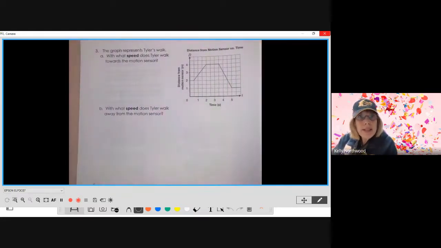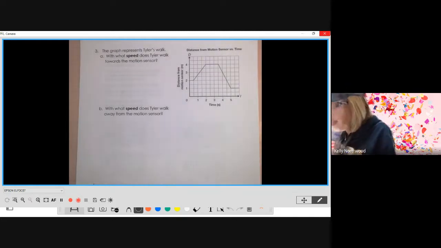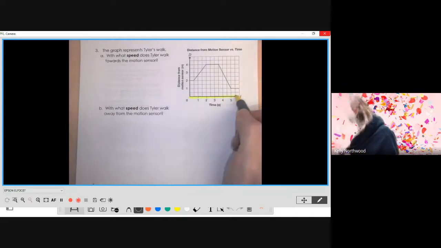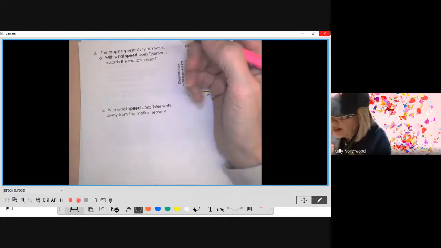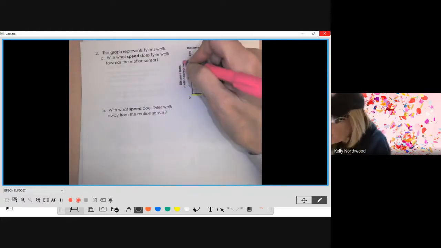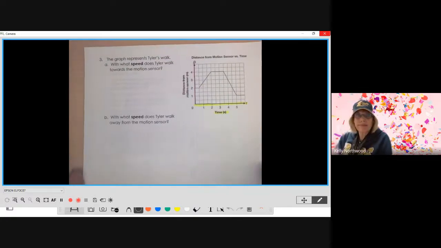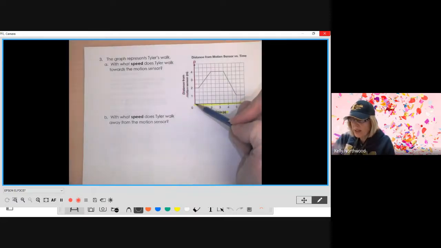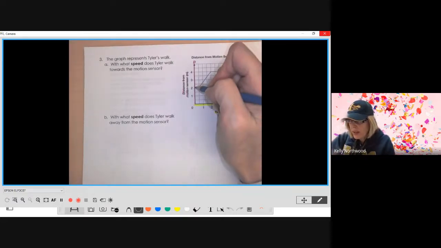The graph represents Tyler's walk. Okay, so again, we'll always check the axes first. This one is time in seconds. And this is distance from a motion sensor in meters. And we don't start right from 0. We start up here 2 meters away from the motion sensor.